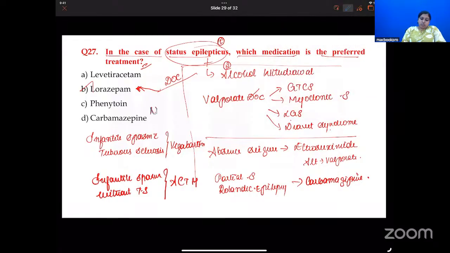neonatal seizure, what is the drug of choice? Answer in the chat box. What is the drug of choice in case of neonatal seizure? In case of neonatal seizure, it is phenobarbital. So these are very, very important MCQs which you have to definitely study.